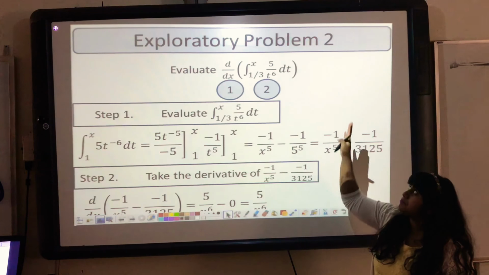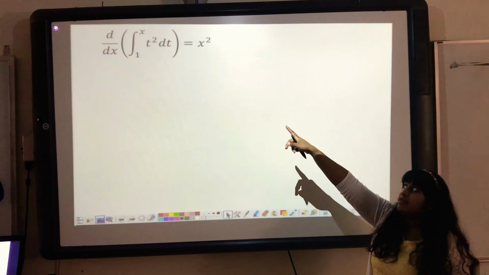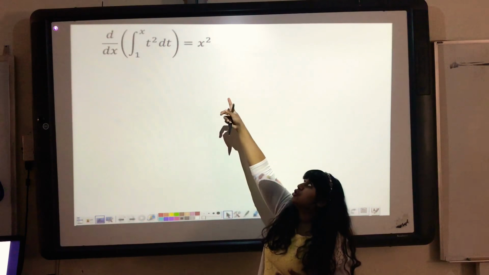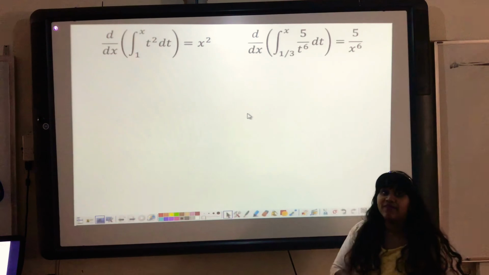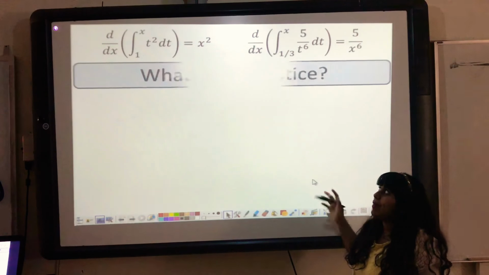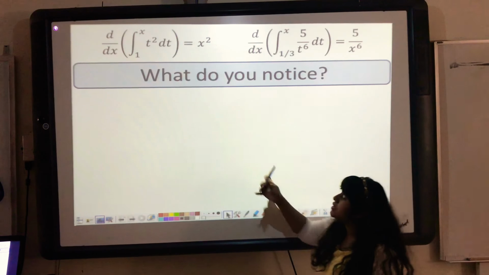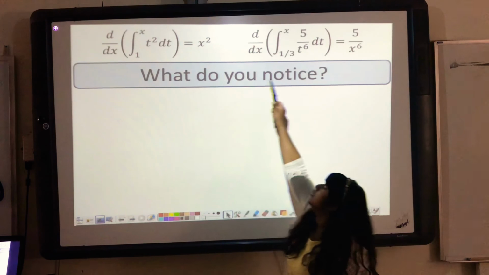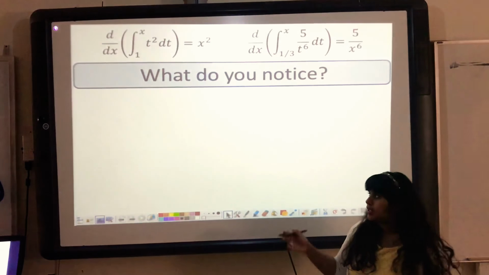Again, let's look at what that pattern created. The derivative of my first definite integral just gave me x squared. The derivative of my second definite integral just gave me 5 over x to the 6th. So what patterns do you see? What do you notice? If you notice that we simply took our x value and replaced it with our t, then you did what you needed to see.